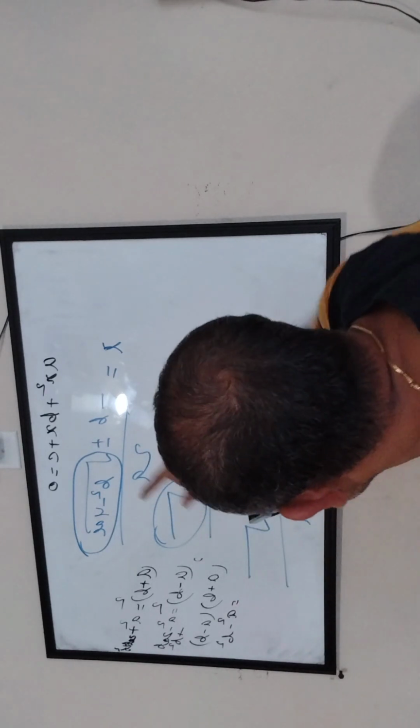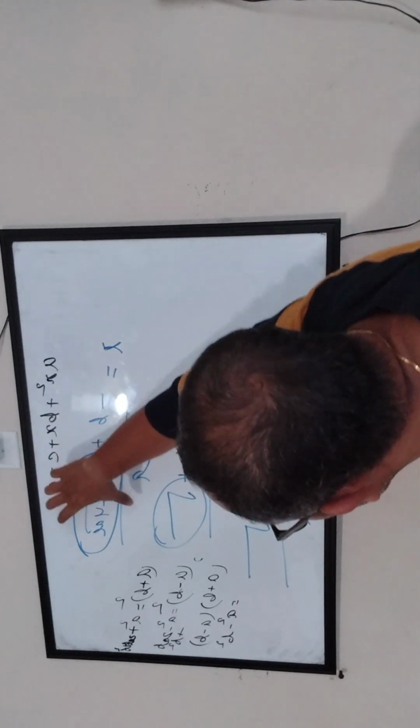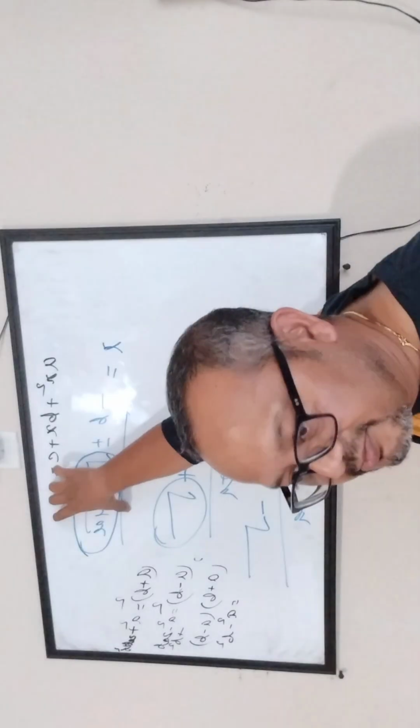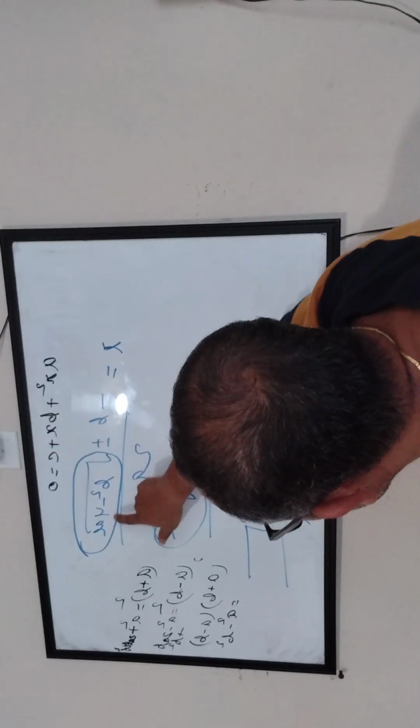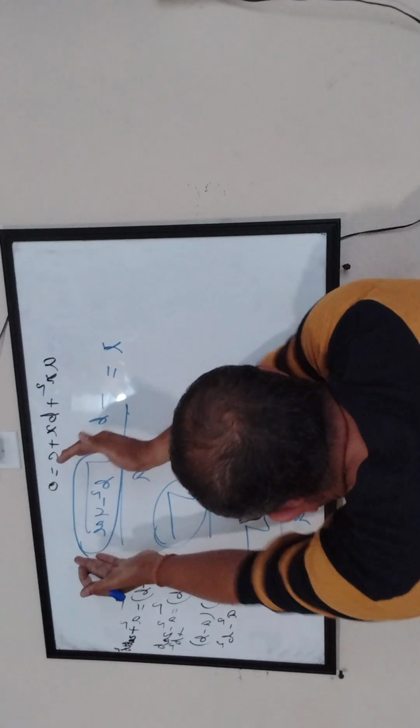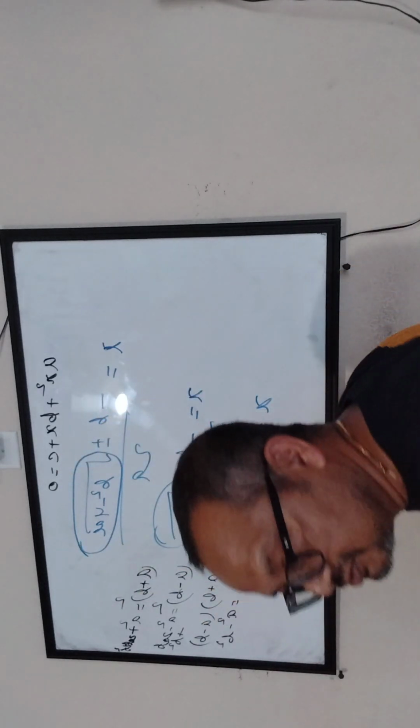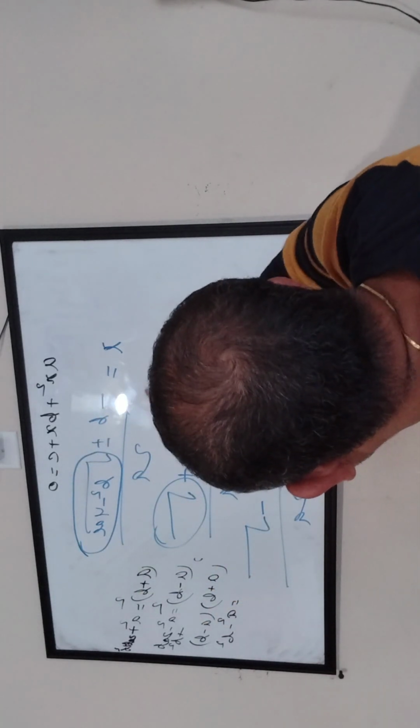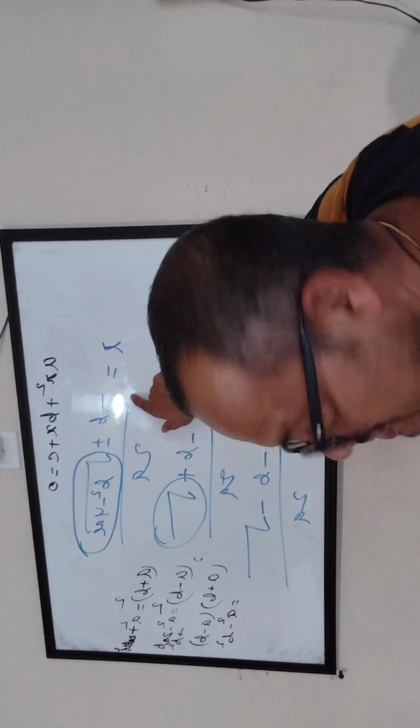Alright, so if the discriminant is 0, meaning if b squared minus 4ac, the square root of it gives you a 0, or b squared minus 4ac itself is 0, then you have only one value, one answer for x.